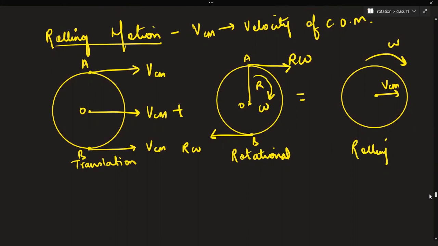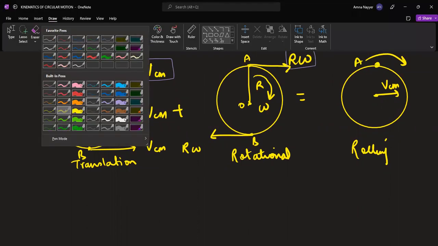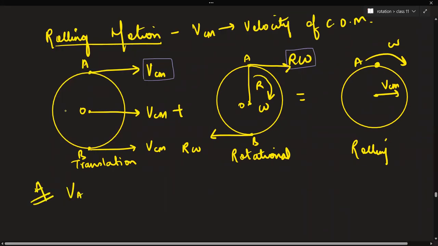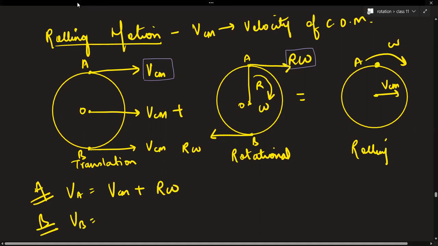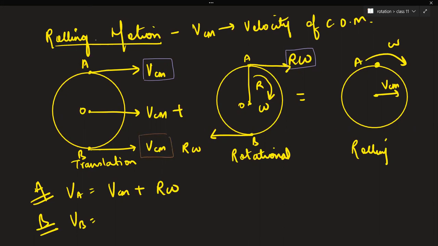Now see here, in rolling motion, at point A, what should happen? Combine both of them: VCM and R omega, both velocities in the same direction. So at point A, the velocity will be VCM plus R omega. Rolling motion is a new topic, but you have everything you have studied already. Now coming to VB, this is VCM and this is VB, both pointing in opposite directions. So VB at this point is VCM minus R omega, because this is the tangential velocity. If the direction of omega is this way, then the tangential velocity will be like this.